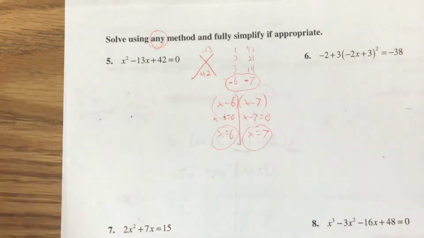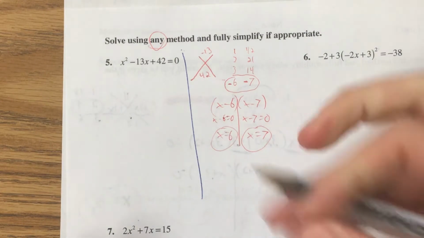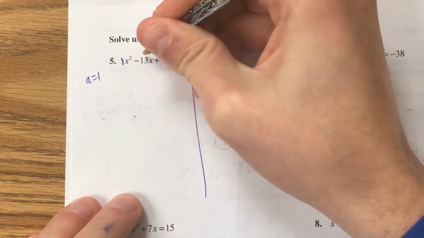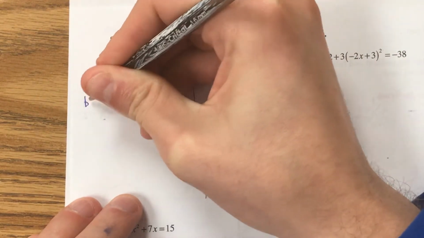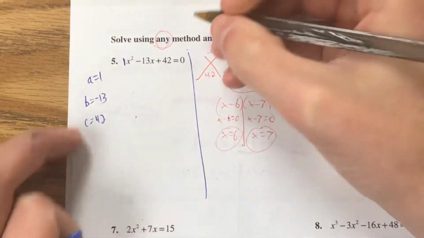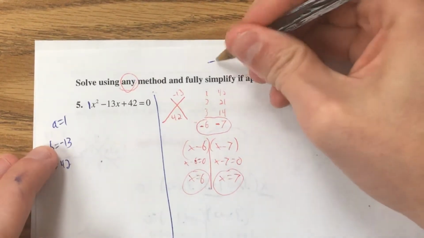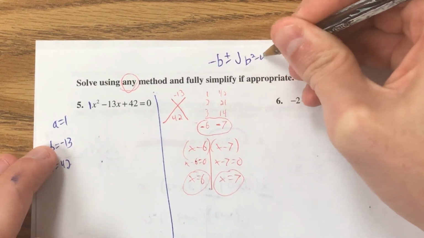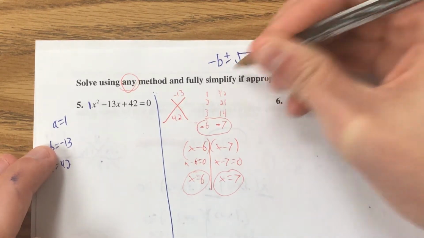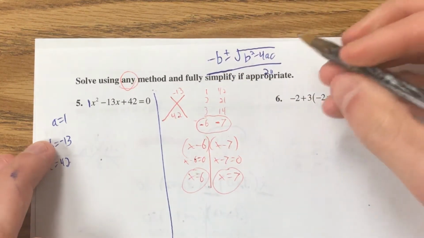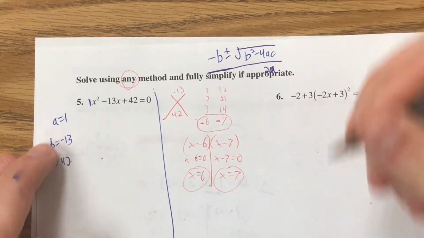If you wanted to use quadratic formula, I'll go ahead and do that in blue over here. It is equal to 0, so that means this 1 right here is a, so a is 1. B is negative 13. C is 42. So the quadratic formula, negative b plus or minus the square root of b squared minus 4ac all over 2a, and I need to extend that because it's over everything. That is an a, hard to see, my apologies.